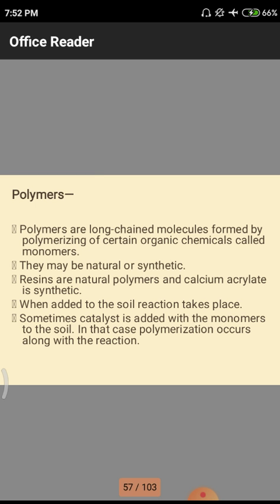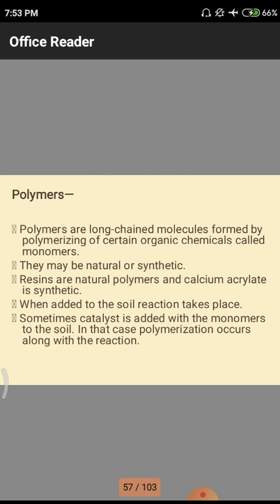Normally with resins, whenever we apply some force to a tree, the tree will give drop by drop resin. That means liquid matter. Those we simply call resins. Those are naturally occurring polymers. But in the case of calcium acrylate, it is a synthetic resin. When added to the soil, a reaction takes place. Automatically, they form strength, and they will not allow water content.